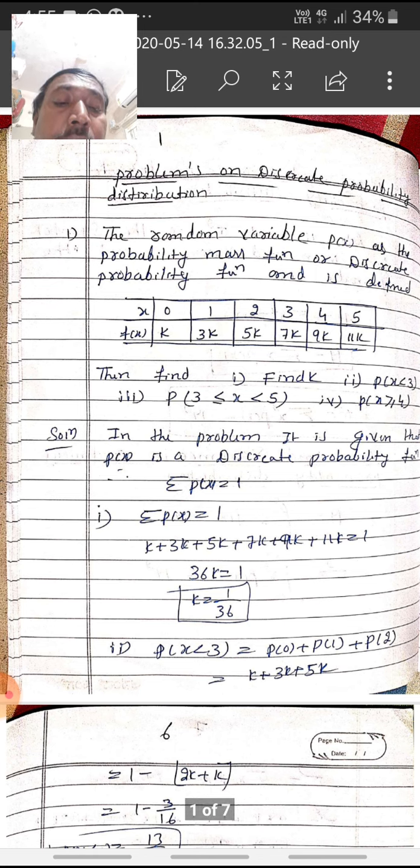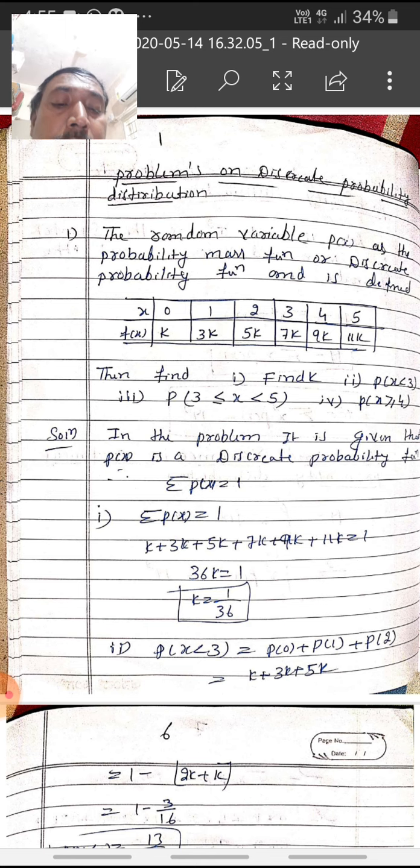Then we are asked to find the probability x less than 3. It is very important: first you have to look at 3. If it says greater than, you have to move to the right hand side. If it says less than, you have to move to the left hand side. But whether that 3 should be included or not is very important here. It says less than 3, not less than or equal, so 3 should not be taken, and less than means moving towards the left hand side. So it contains p of 0 plus p of 1 plus p of 2.